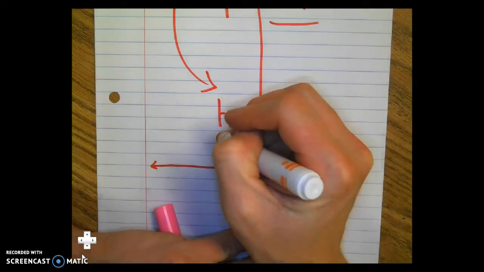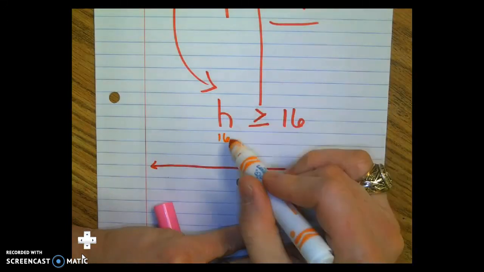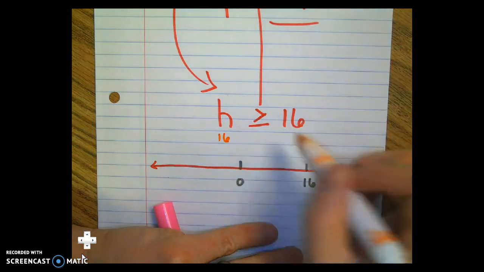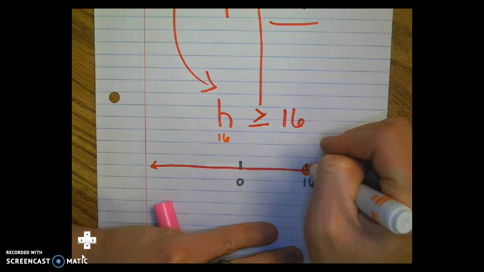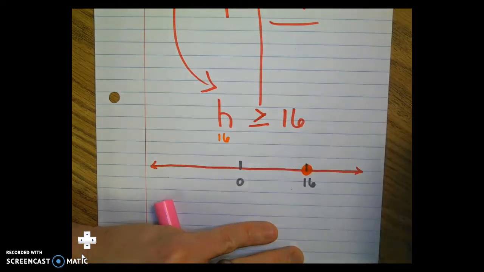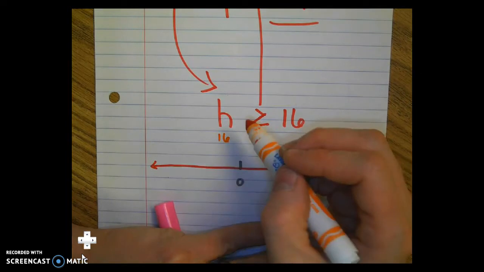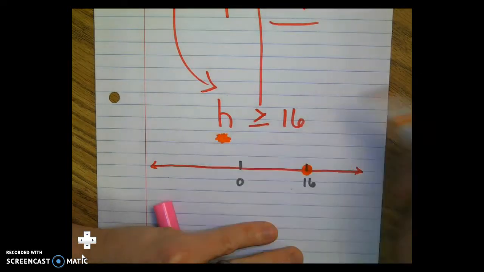For instance, you don't have to write this part down. But if I put a 16 here, is 16 greater than 16? No. But is 16 equal to 16? Yes. So 16 could be the answer, so I'm going to bubble that in. Do you get that? Okay, I'm going to scratch that away.